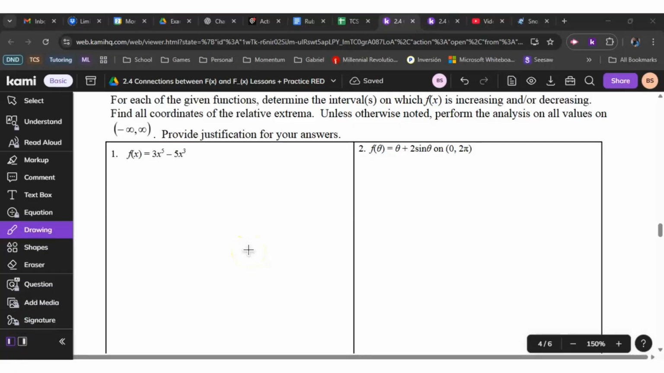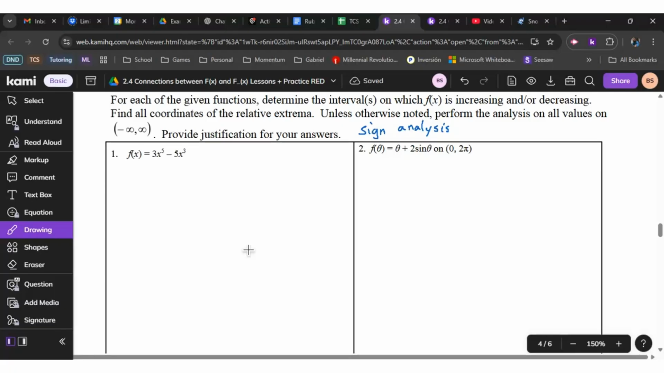Here, for each of the given functions, we want to determine where it's increasing, decreasing, and the relative extrema coordinates, and perform this on all of the domains, so negative infinity to infinity. What we're going to do, you guys, is something that you're going to do a lot of, and it's called a sign analysis. You've done this before in pre-calc, and I actually know you have, because every year the students are excited that I don't have to say allegedly for once.